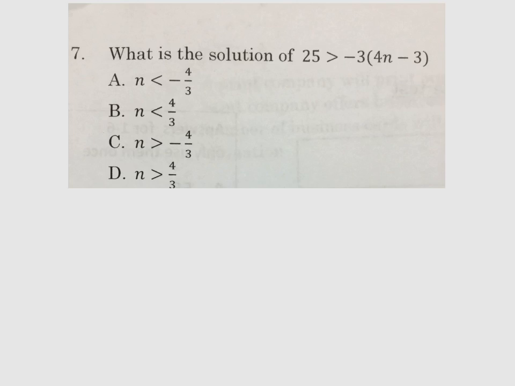Okay, next one. A lot of people miss this one, and I think it's because we distributed wrong. Remember, when I'm distributing, I have to distribute to everything, not just the first term. So I have 25 is greater than negative 3 times 4. It's negative 12n. Negative 3 times negative 3 is plus 9. Negative times a negative.